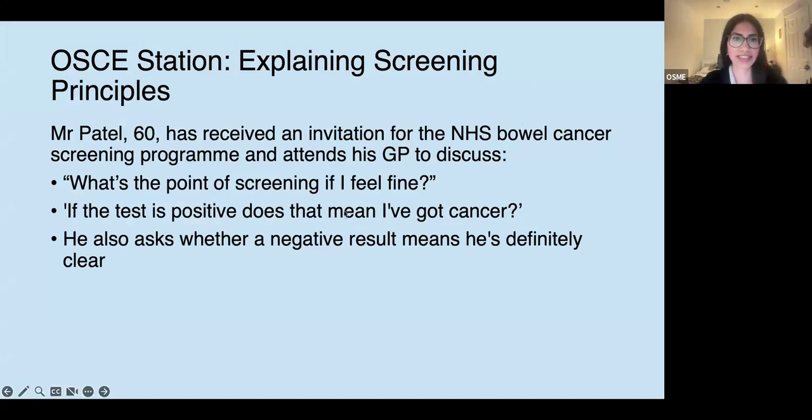So Mr. Patel, 60 years old, has received an invitation for the NHS bowel cancer screening program and speaks to his GP. So he's asking the following questions when you chat to him. He's saying, what's the point of screening if I feel fine? Secondly, if the test is positive, does that mean I've got cancer? And he's also asking, if I have a negative result, do I not have cancer for sure? Okay. So just a second for you to think, but it's the concepts that we just discussed before. Essentially, we're looking at positive and negative predictive values.